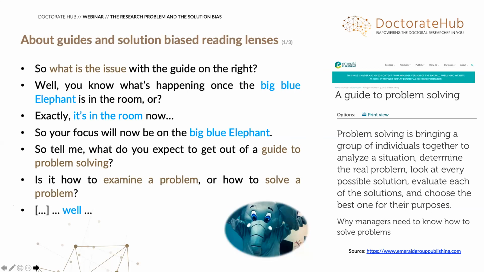So tell me, what do you expect to get out of a guide about problem solving? Is it how to examine a problem or how to solve a problem? You combine two words immediately that bias the first word towards the latter. If you connect problem solving, what you will be focusing on is solving a problem. Where is the iceberg? I need eyes, right?